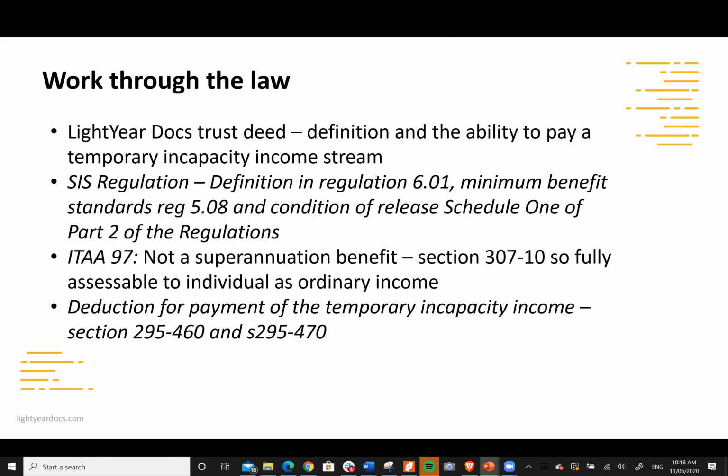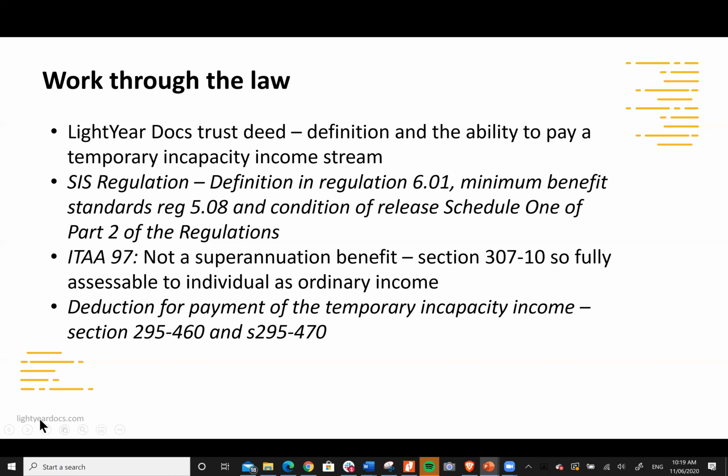We'll then drift into ITAA 97. I'll show you that it's not a superannuation benefit, and then we're going to come back and look at the tax deduction for the payment of a temporary incapacity income stream. So we've got quite a bit to go through over the next 30 or so minutes. And then once we've done that, we apply it to the case study.